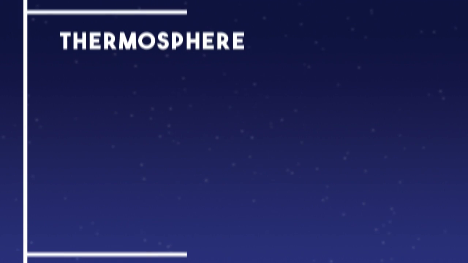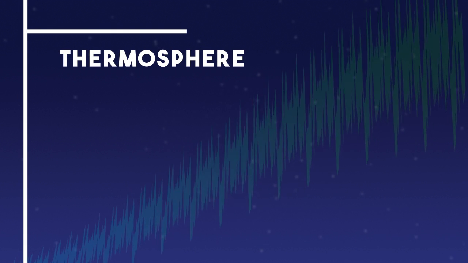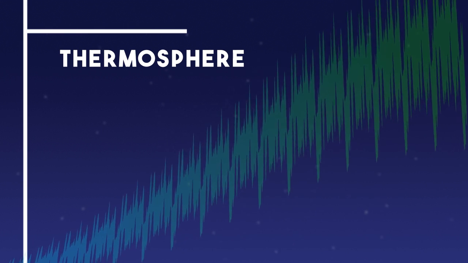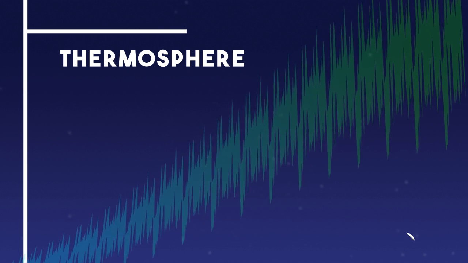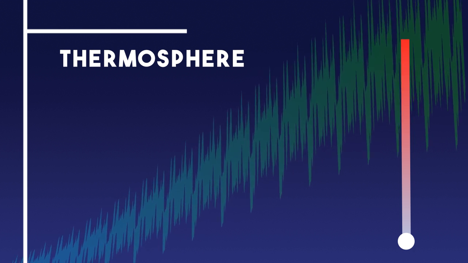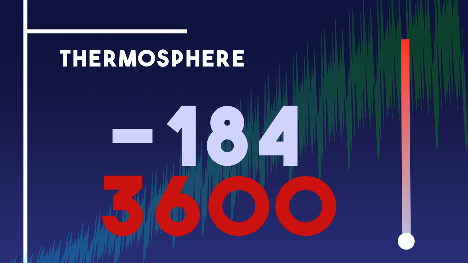Farther up is the thermosphere, the first layer of the upper atmosphere. This is the layer where the aurora borealis is made and where space shuttles fly. As a result of incoming ultraviolet radiation from the sun being absorbed by the molecules in this layer, there is a large increase in temperature from as low as negative 184 degrees Fahrenheit to upwards of 3,600.